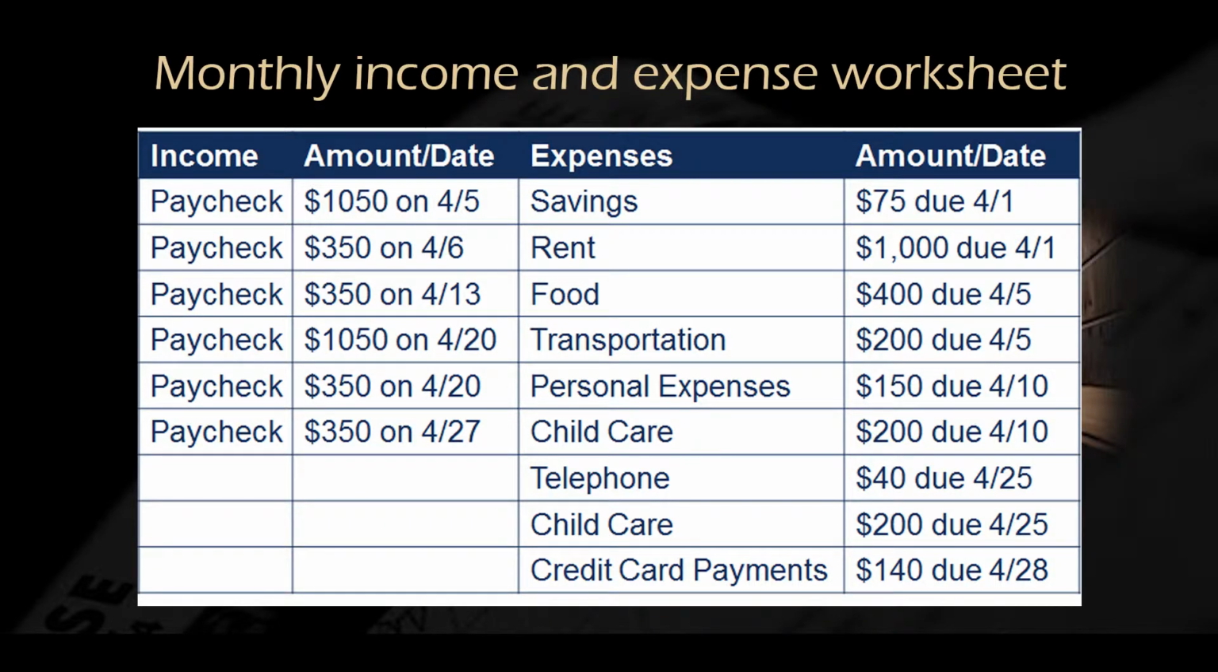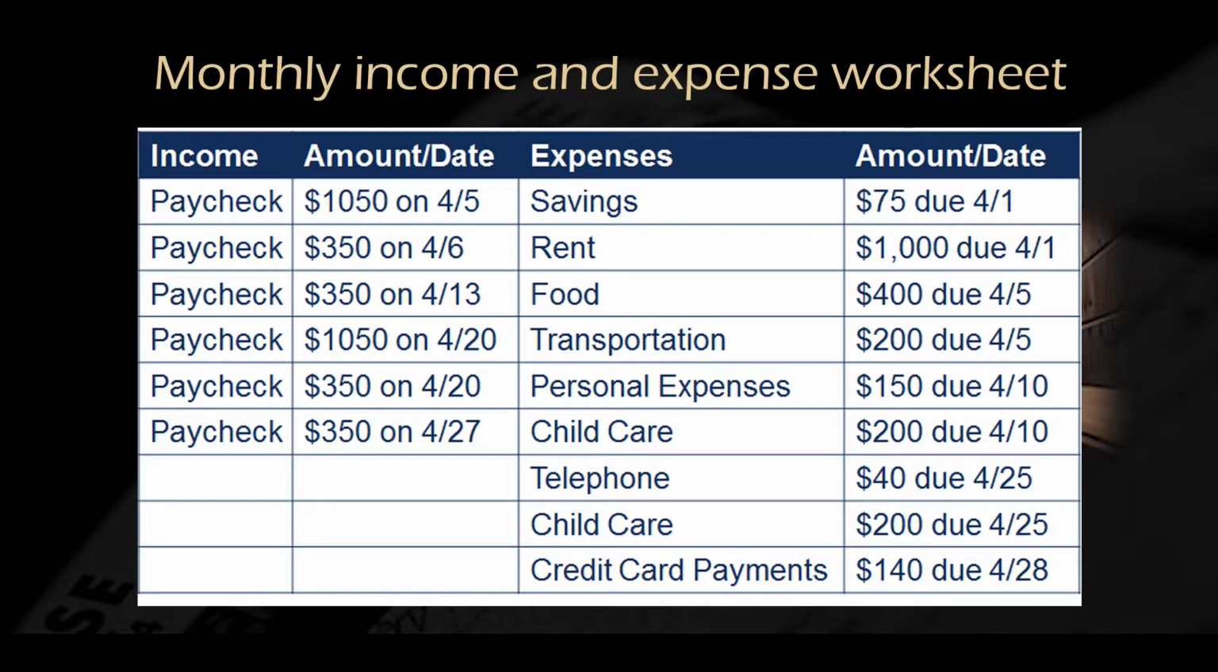First, we'll need to transfer the income sources to the left-hand column of the schedule. Also, we'll need to record the date that the income is received. Now, in this example, one person gets paid $1,050 on the 5th and the 20th of each month. The other person gets paid $350 each week on the 6th, 13th, 20th, and 27th of the month.